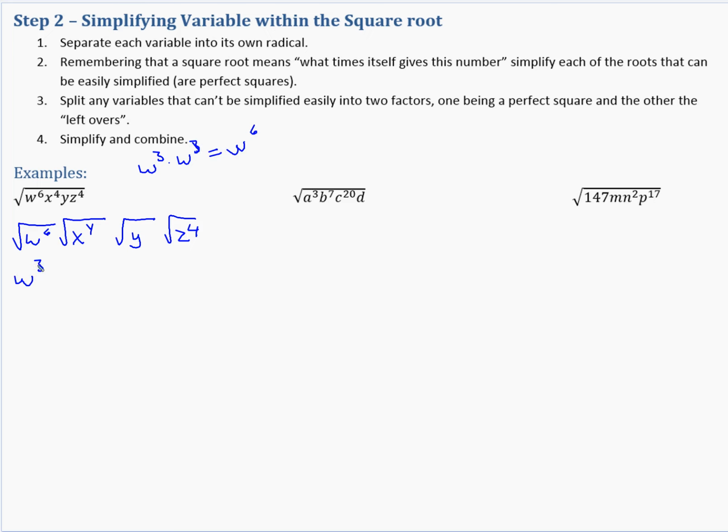What times itself will give you x to the 4th? Well, x squared times x squared gives x to the 4th, so this is x squared. What times itself gives us y? Well, nothing. That can't be simplified, so we'll leave that as the square root of y. And then this one's similar to the x, so what times itself gives z to the 4th? That's z squared. And then the last thing we want to do is put the things that do not have a radical on the outside. And then on the inside, we just have the square root of y.